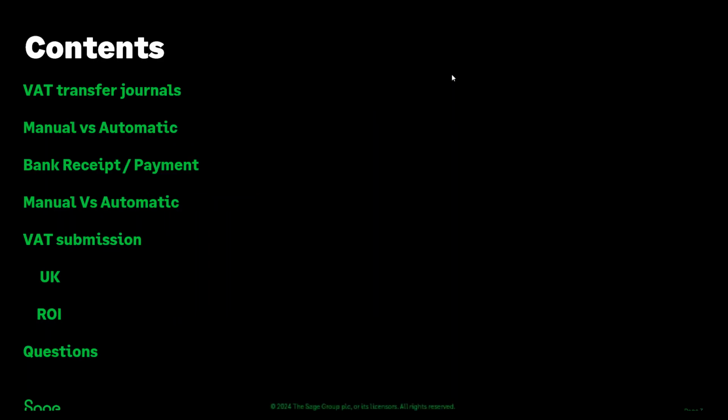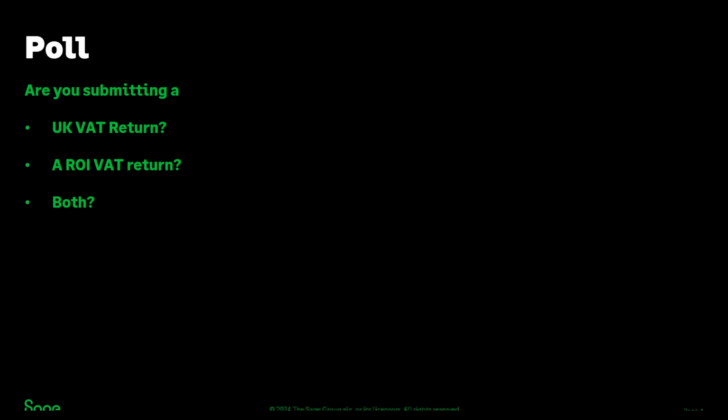So what we're going to be looking at is the VAT transfer journals. We're going to be looking at the manual process versus the automatic process. So I'm going to show you different ways you can achieve the same thing. The same with the bank payment. We're going to show you the manual process and the automatic, and then we'll touch on VAT submission. And at the end of the session, we'll come back together for any final questions that you may have.